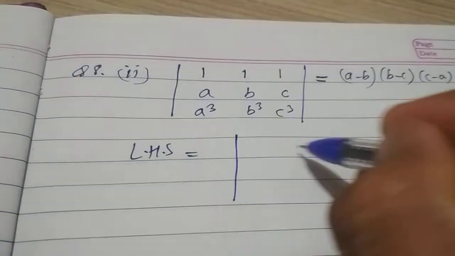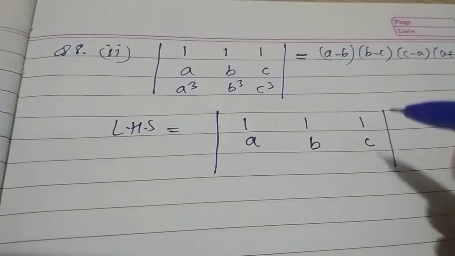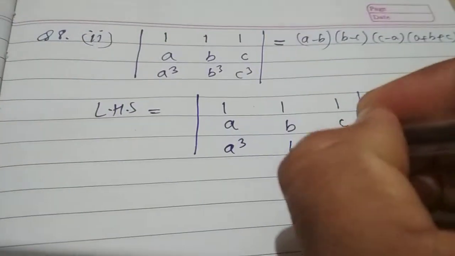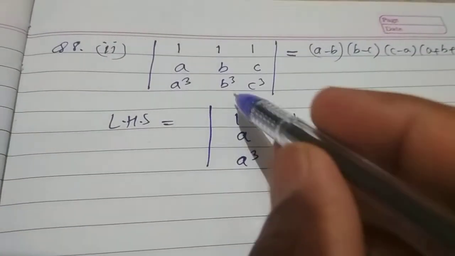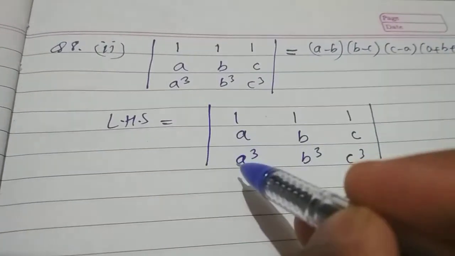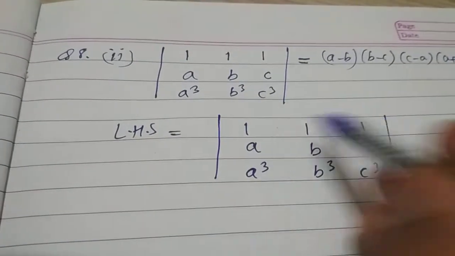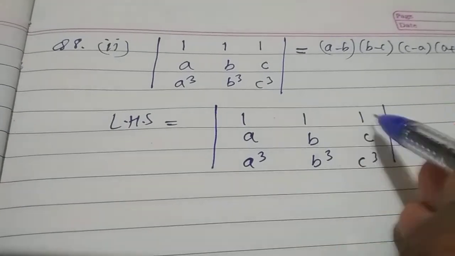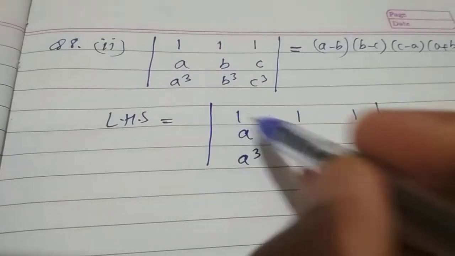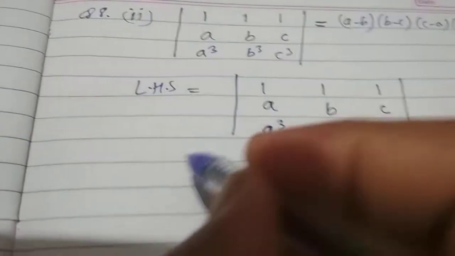I'll write this 1 1 1, a b c, and here a cube, b cube and c cube. Again I will take the help of the first column as a reference column. You can take any column as reference column and make the other two elements zeros. I'll prefer to make zeros so that I can expand it. Generally students prefer like this.